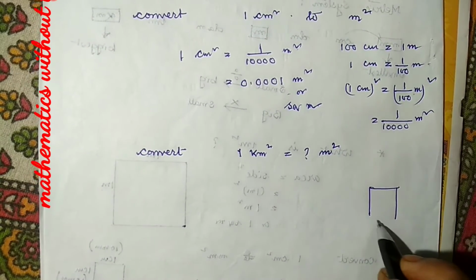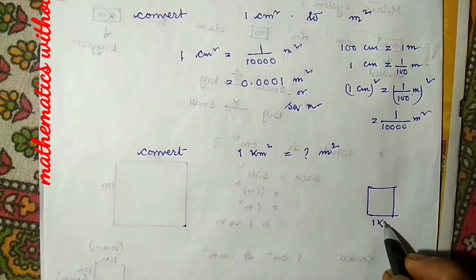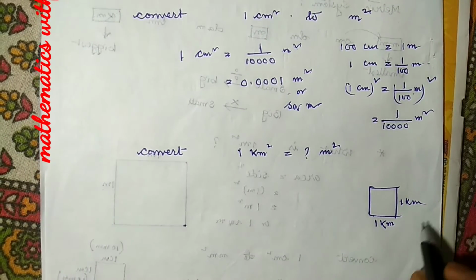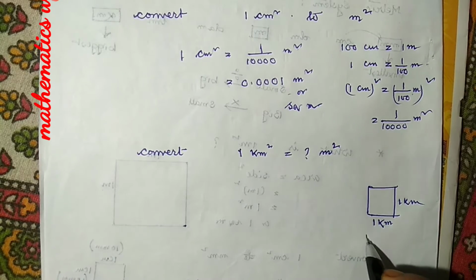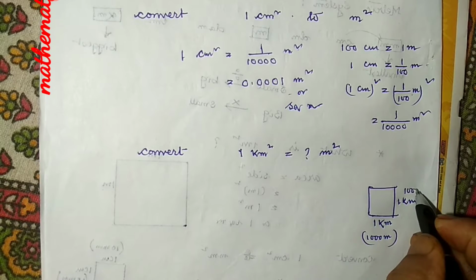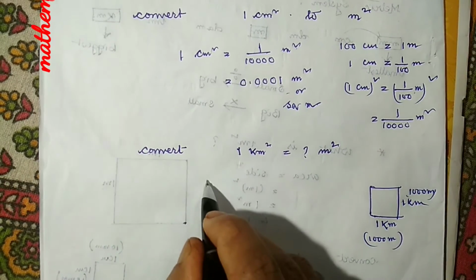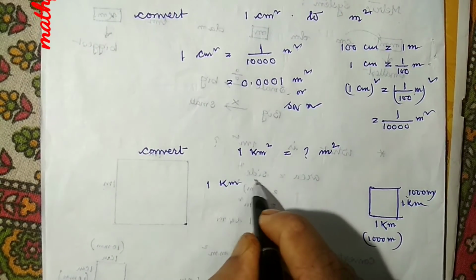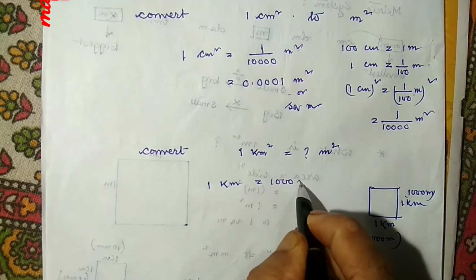If you want to convert 1 kilometer square to meter square, again 1 kilometer square means you are having a square whose each side is 1 kilometer. And we know 1 kilometer equals to 1000 meter. This is also 1000 meter. So 1 kilometer we know is 1000 meter.